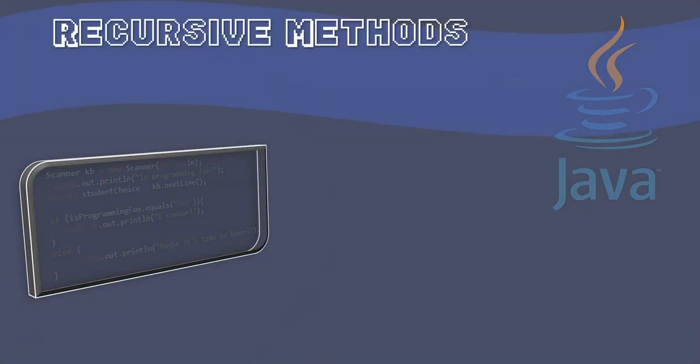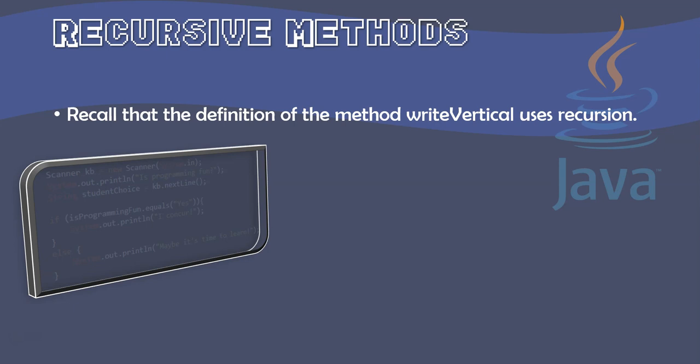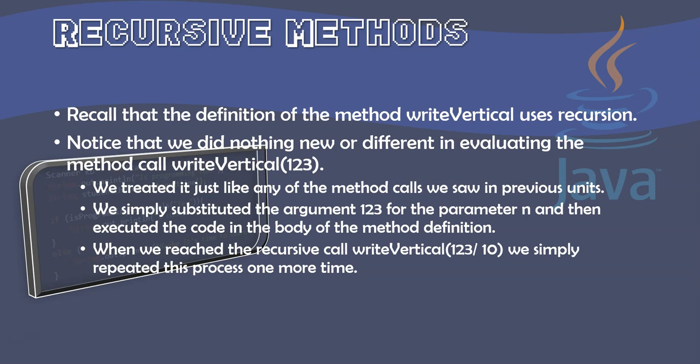So we of course talked about recursive methods. Recall, if you will, our method rightVertical used recursion. And you'll notice that when we did this, we didn't do anything really new or different in evaluating the method call. We did rightVertical 123. We treated it just as if it was any other method call that we've done in previous lessons. We simply substituted the argument 123 for the parameter n and then executed the code in the body of that method definition. When we repeated the recursive call, rightVertical 123 divided by 10, we simply repeated this process one more time, and then on and on until we got to the end.